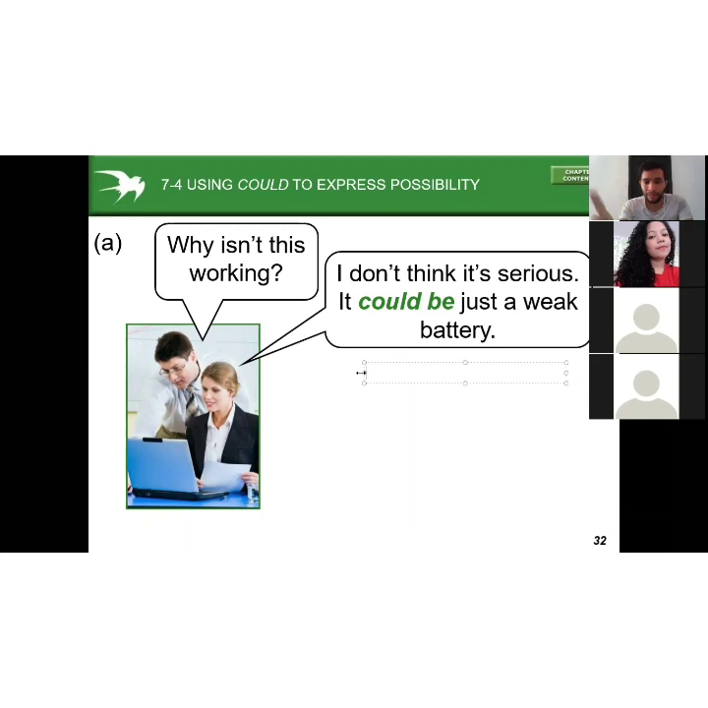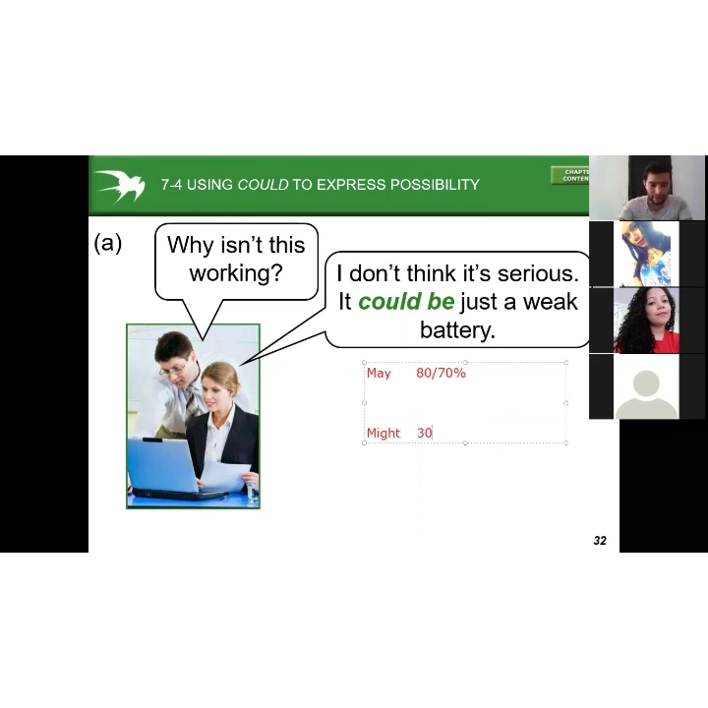So to speak about possibilities, I have already told you that may is like the 80 or 70% of the possibility, right? But what happens here? Then we have the following. I had also told you that might is 30, 20, or 10% of the possibility.